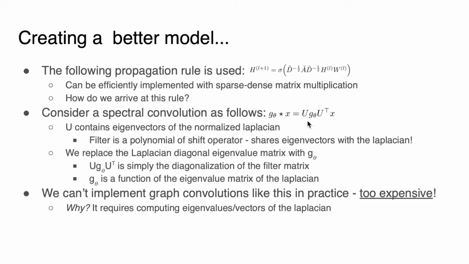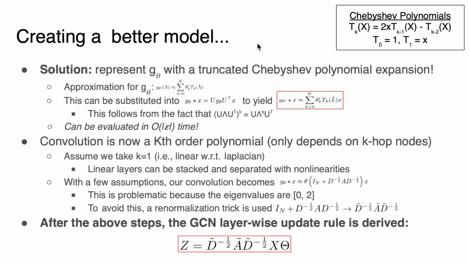The only issue with this is that we can't actually implement graph convolutions like this in practice because it's too expensive. It involves computing the eigenvector matrices of our Laplacian, which can be very prohibitive for large graphs. So we need to find some way to approximate this operation. The authors pull upon some previously shown results to create an efficient approximation to the spectral graph convolution.